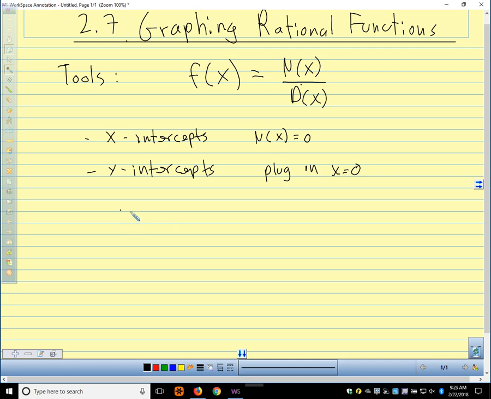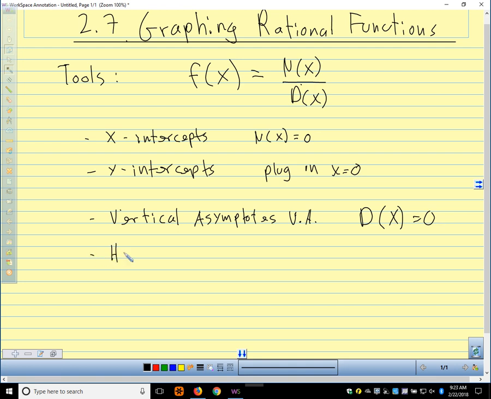We can also find our vertical asymptotes. I'll write VA. How do we find the vertical asymptotes? We want to find when d of x is 0. So we're finding the zeros of the denominator. And that's going to give us our vertical asymptotes.